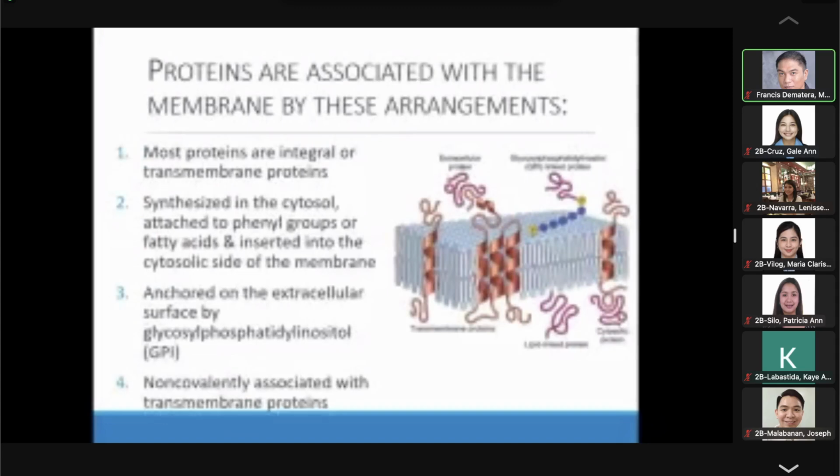So proteins are associated with the membrane by these arrangements. So proteins are integral or transmembrane proteins. These are often porous or molecular transporters. They can be synthesized in the cytosol, attached to the phenyl groups or fatty acids, and inserted onto the cytosolic side of the membrane. They can also be anchored on the extracellular surface by glycosyl phosphatidylinositol, and these are likely to participate in signaling. They can also be non-covalently associated with transmembrane proteins.